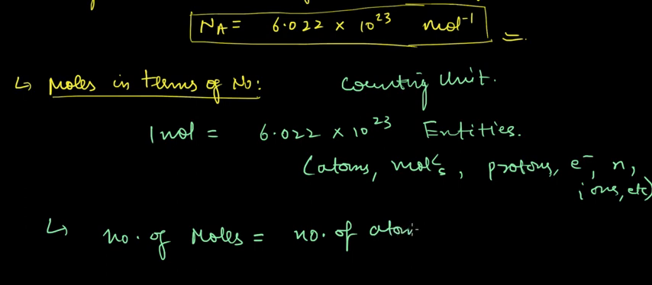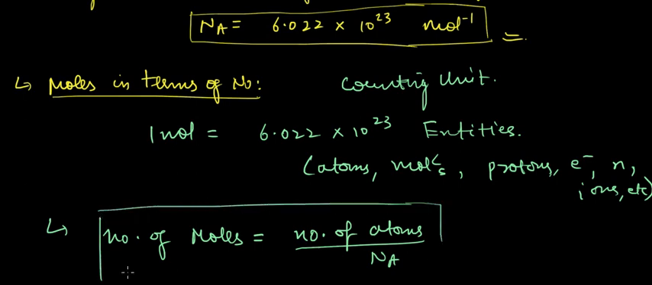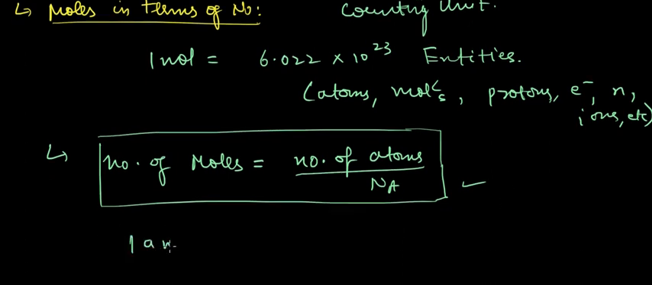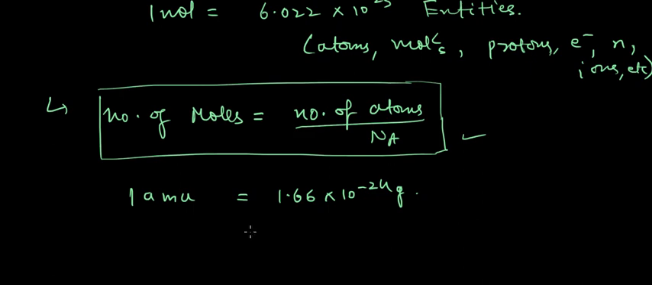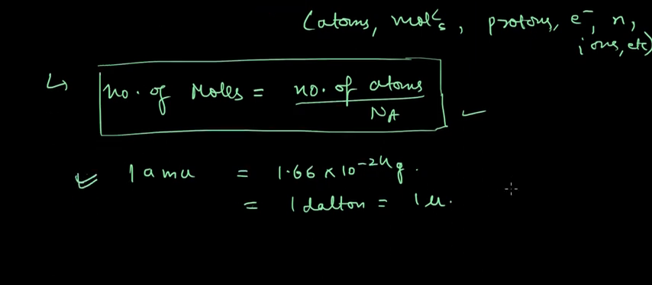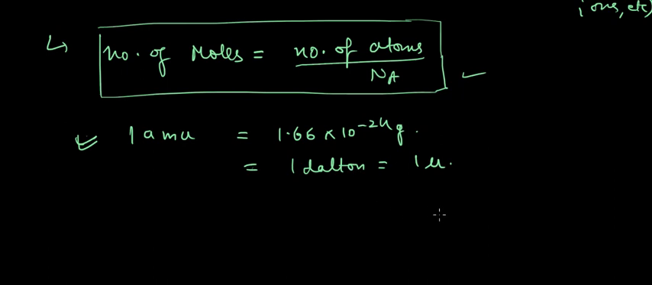Okay, so we can say that the number of moles, specifically of atoms, is the number of atoms divided by Avogadro number, which is represented by NA. Please remember this. And one atomic mass unit, or AMU, is equal to 1.66 × 10^-24 grams, which we saw in the previous lecture. It's also called 1 Dalton, and also 1 u. It can be simply put as all the three, and those internally mean the same thing.